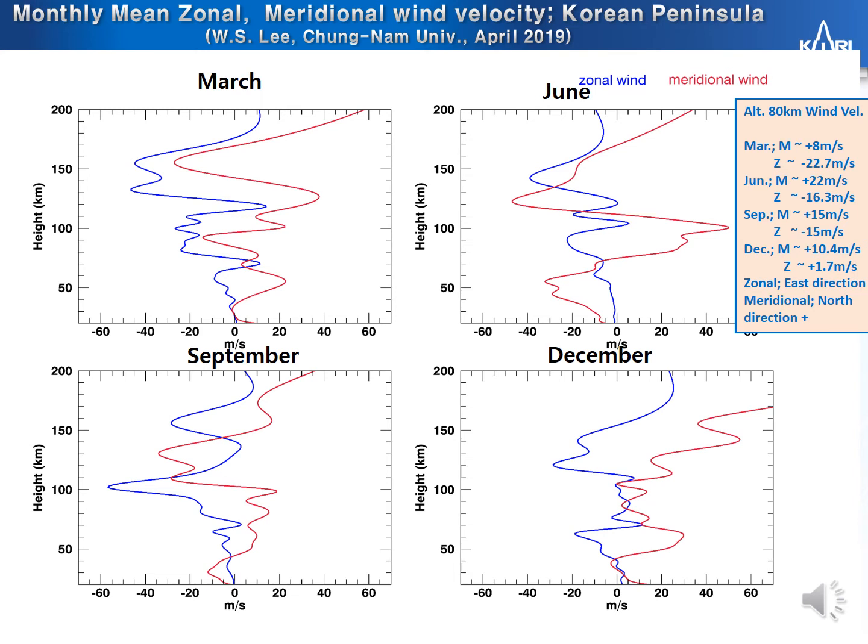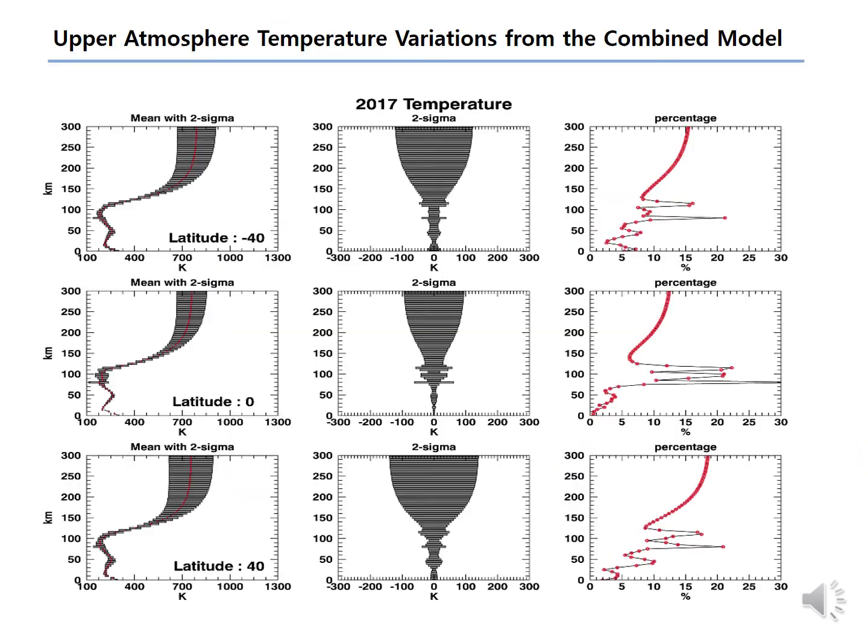This shows the monthly mean meridional wind velocity and zonal wind velocity. It shows big variations. It shows the upper atmosphere temperature variations from the combined model. In the higher altitude above 100 kilometers, it shows big variations and big uncertainties. So we need more studies in the future in the higher region of our atmosphere.